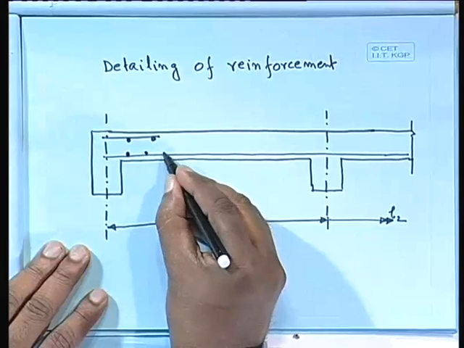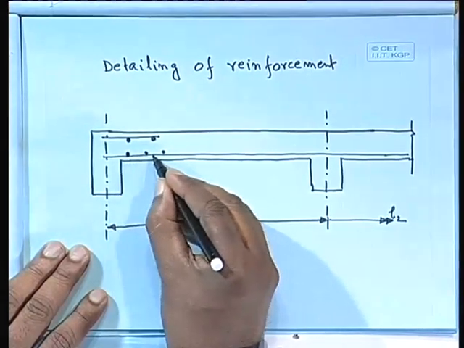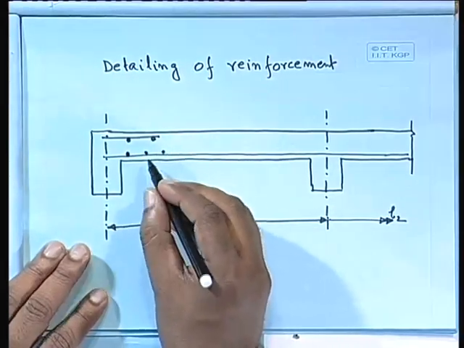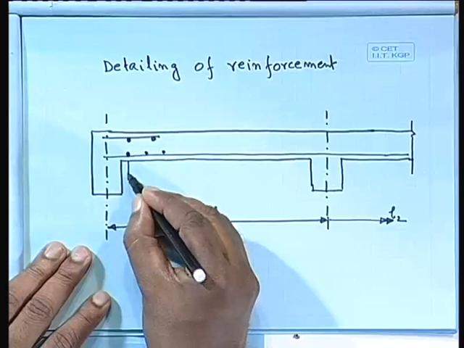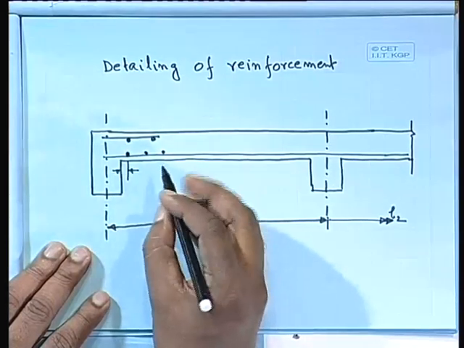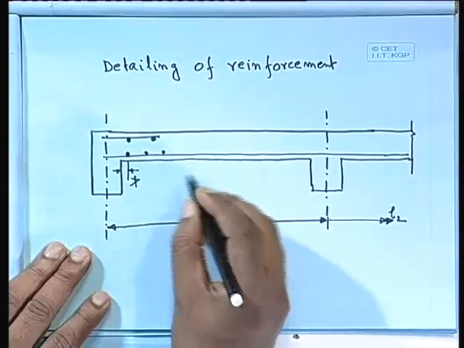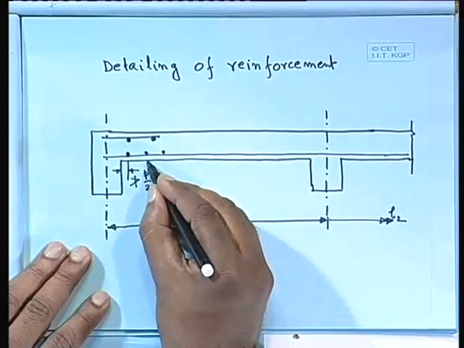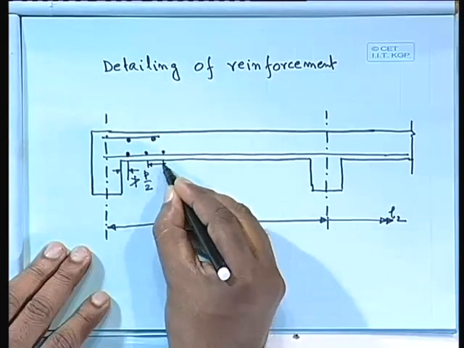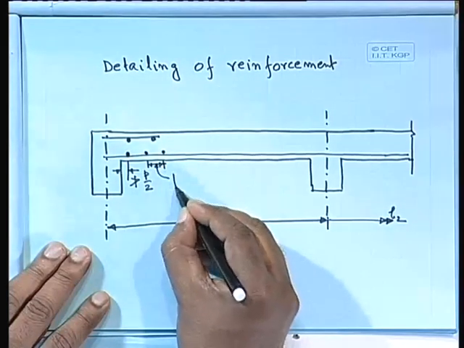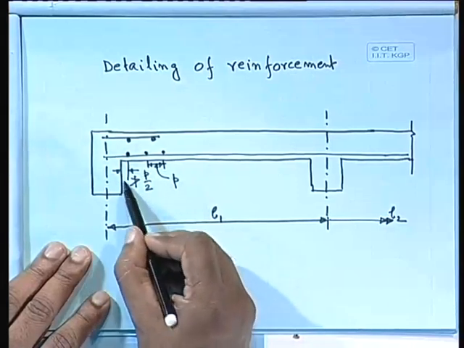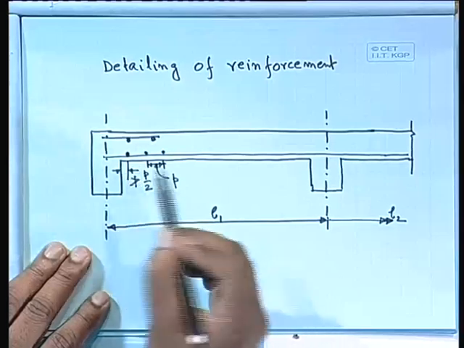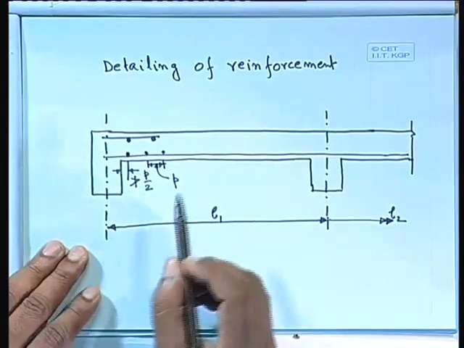If the spacing, let us say, is S or P, pitch also we call it, P or S, then this length, which is your P, should not be greater than P by 2 or S by 2. So, it should always be within P by 2 that we shall start the bar. That is number one.